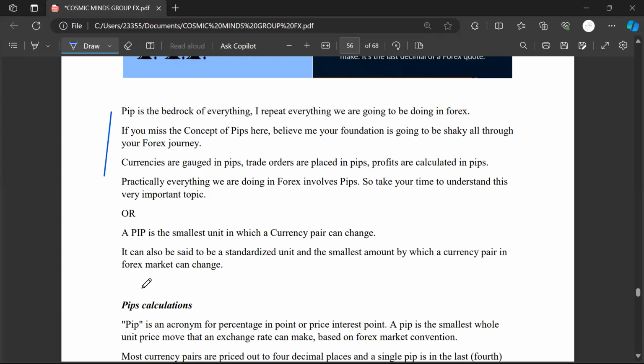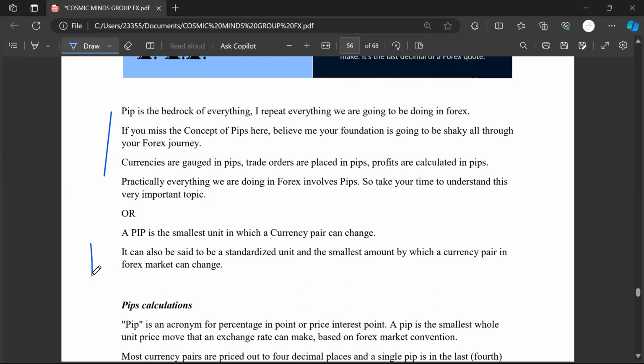So now let's move on. Now a pip is the smallest unit in every currency. It's the smallest unit in which a currency pair can change, right? It can change, meaning that it can move either up or down. That's what we're talking about.